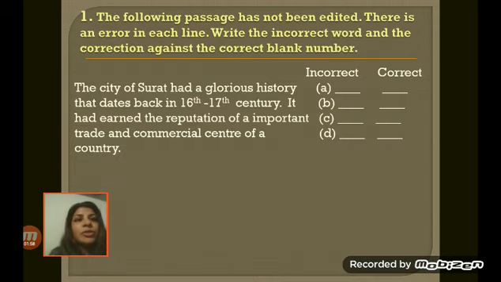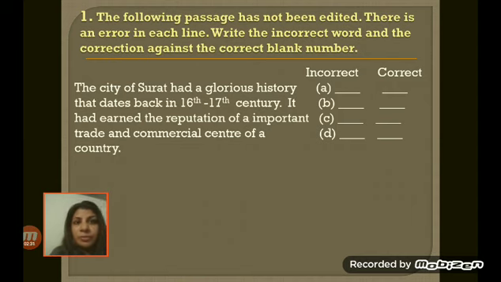So this is your first question, and this is how the question appears in your question paper. The following passage has not been edited. There is an error in each line. Write the incorrect word and the correction against the correct blank number. Okay, so that means there are 4 errors in this passage, and this is how they are distributed, one in each line that is given here.